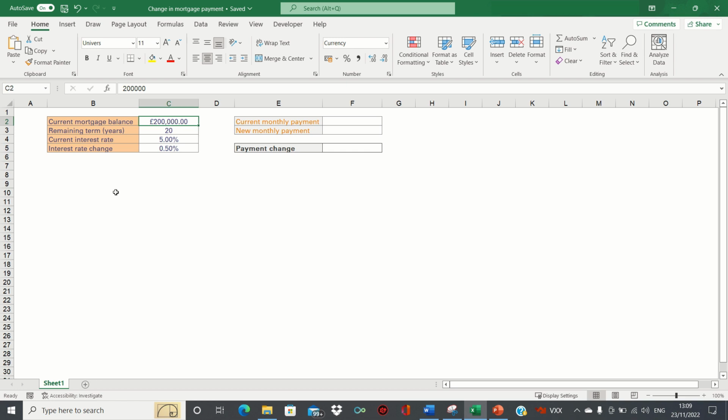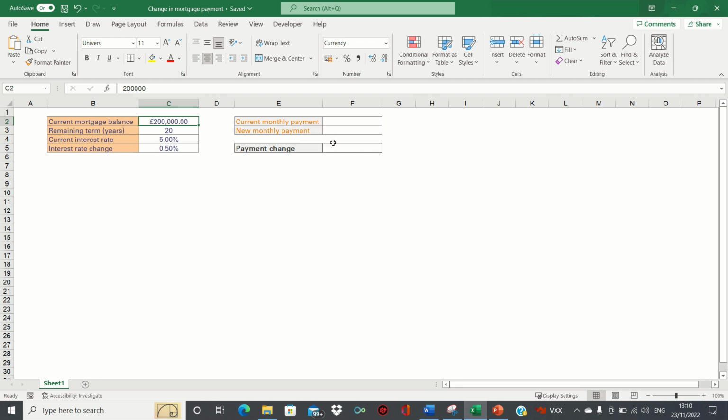This calculator will allow you to type in your current mortgage balance, the remaining term of your mortgage in years, the current interest rate you're on, and the interest rate change you are expecting. Based on this, it will retrieve an indication of your current monthly mortgage payments and your new monthly payments, as well as the difference between the two.